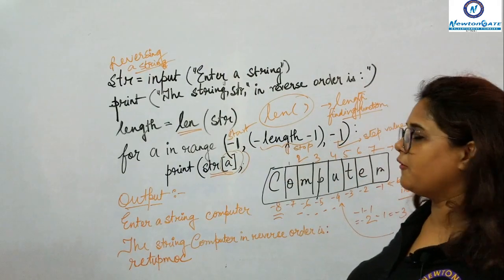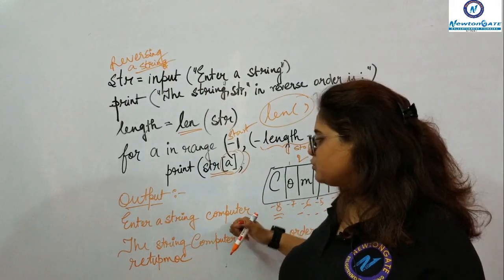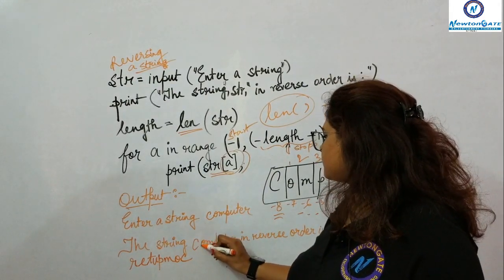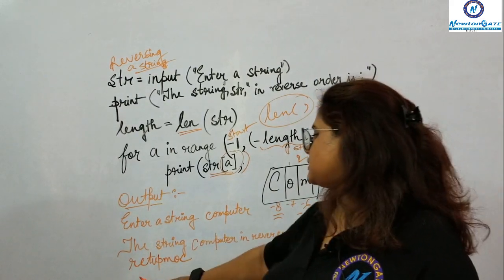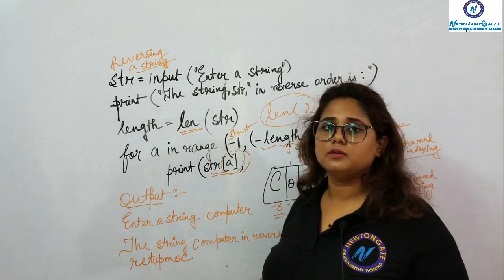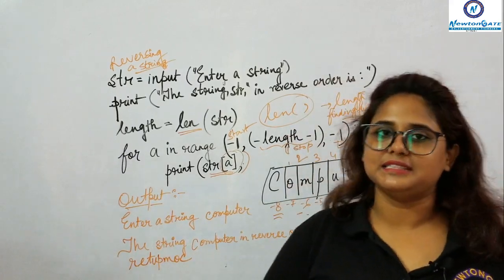And let's check how our output looks. At the beginning, enter a string, I am giving the string computer. The string computer in reverse order is RETUPLOC. So this program is clear to everybody. Let's move into the next topic.